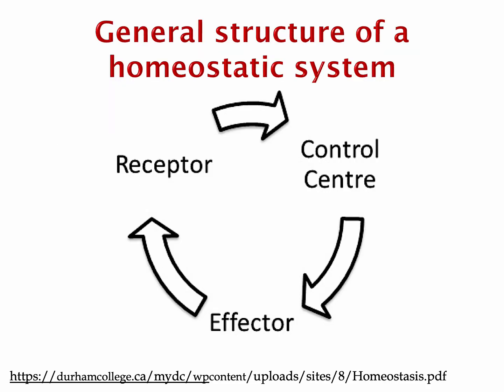Now, how does the body maintain this balance? No matter what variable is being maintained, all homeostatic systems consist of three main parts: a receptor that detects a stimulus, a control center that processes the information, and an effector organ that carries out the response to achieve the desired effect.